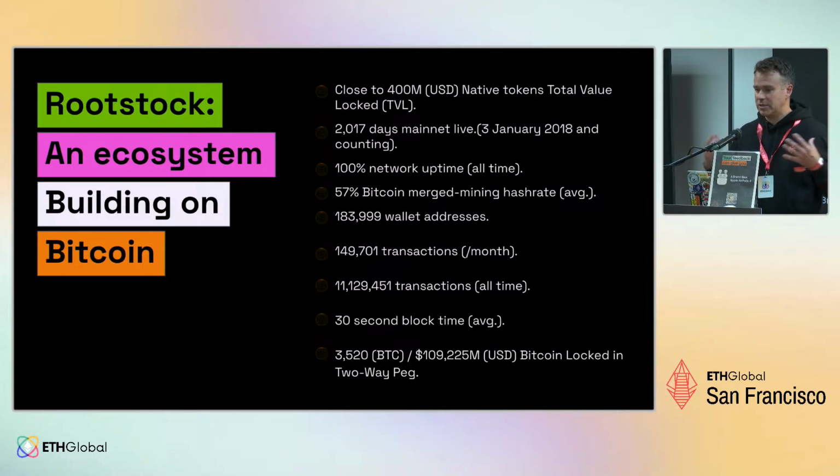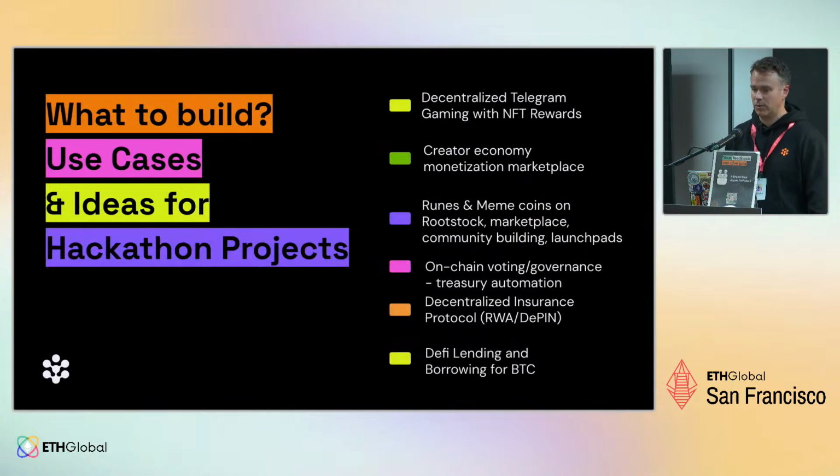And so in the ecosystem, we have around 400 million in native token value locked. We've been live since 2018, 100% uptime, no security incidents. And so we're very confident and happy with the performance of the network. So you can see some of the other stats here, but happy to talk about any other questions on the state of the network.